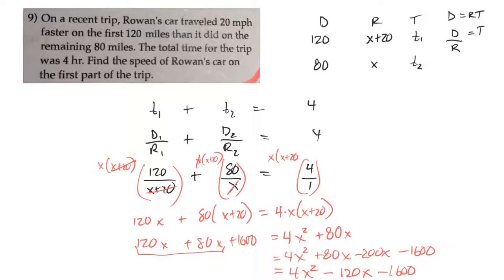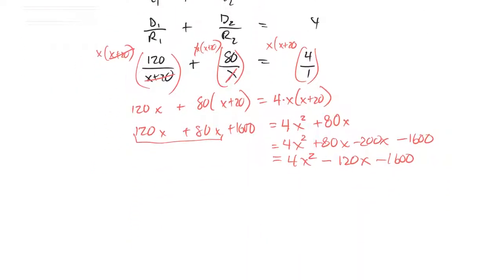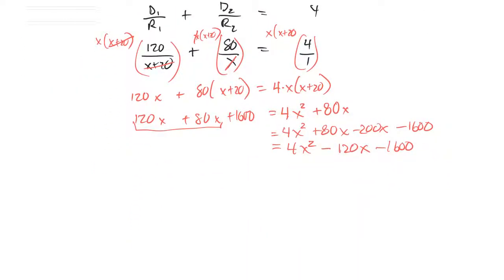And then at this point, I think you could divide everything by 4. And this is equal to 0, right? So 0 is equal to x squared minus 30x minus, dividing that by 4, 400. So two things that multiply to 400 and add to 30: 40 and 10. A minus 40 and a plus 10.